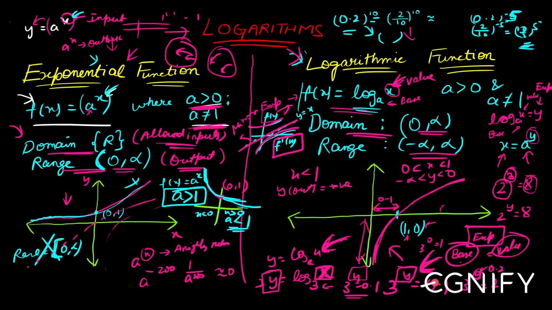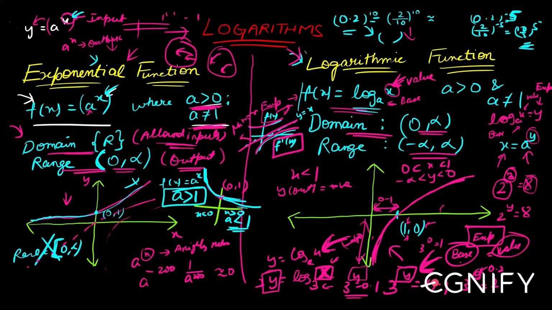So this is your input. Input is between 0 and 1. The output traces everything between minus infinity to 0, right? Everything between minus infinity to 0 in this much region itself. And after that, after x equal to 1, if you keep increasing it, the value of y will just go on increasing. So this was all about your logarithmic function. Let's move on to the next subtopic.